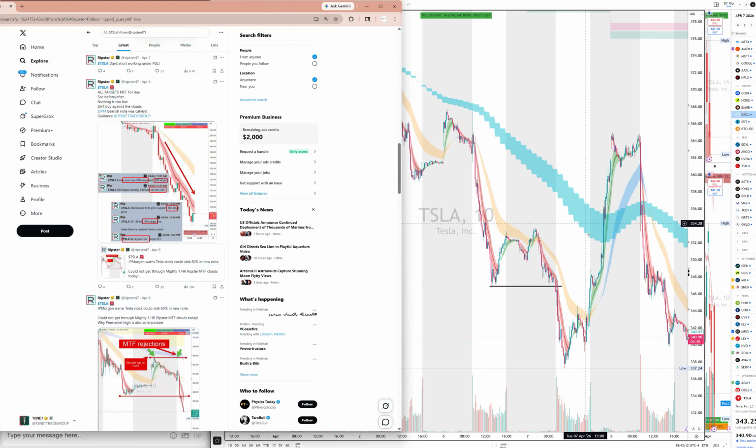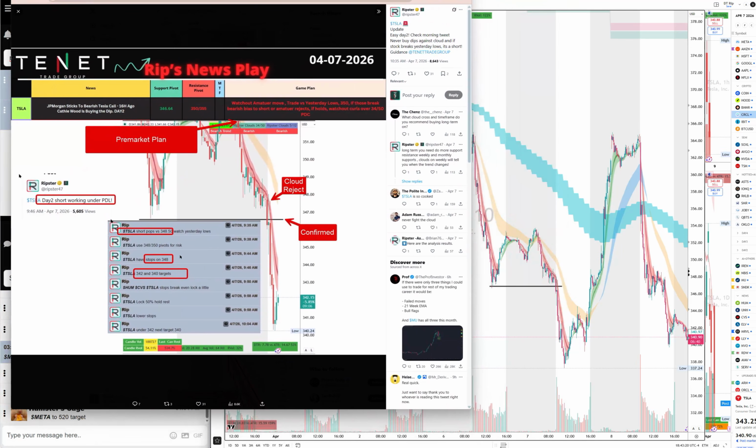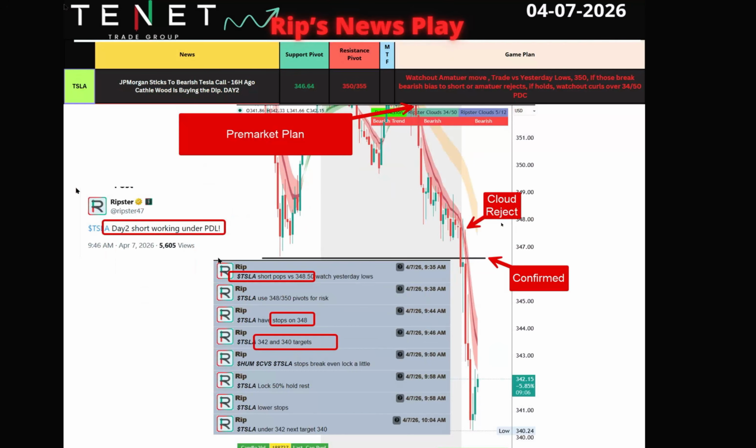So let's look at the next short, right? Next day, it was a day 2 short. We planned to short it under the previous day lows. Let me show you the timestamp guidance there as well. You could see that I told the traders to short the pops versus 348. And that's exactly what we did. We shorted it. You buy puts, your $1,000 puts are going to give you $3-4 grand.